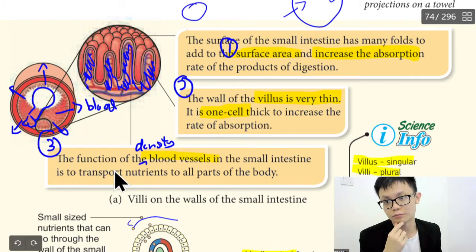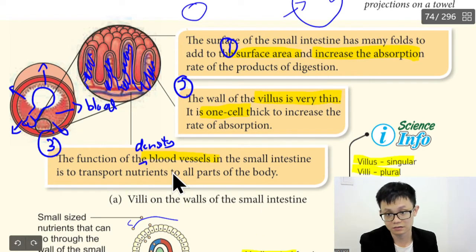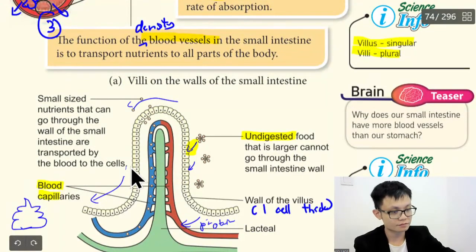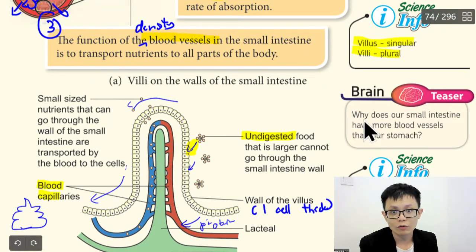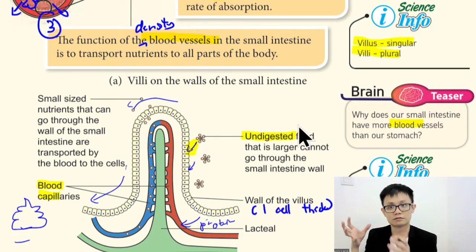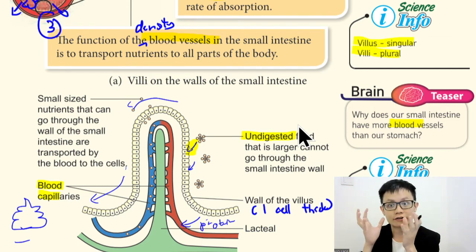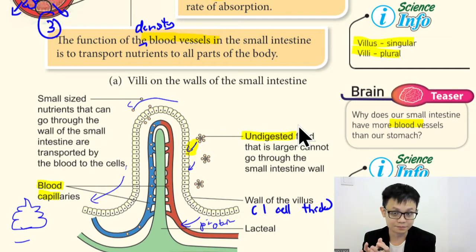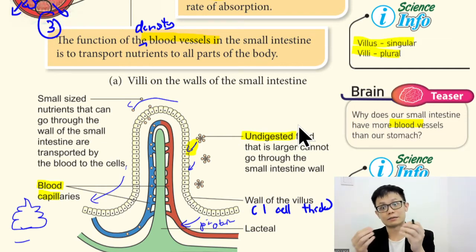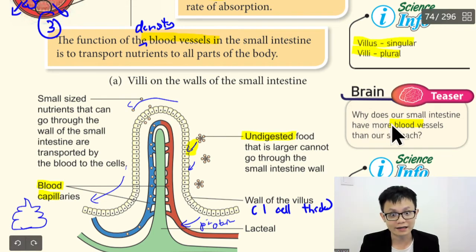I don't know why they don't put the density, just the function of the blood vessel. But a lot of blood. So we can see here, why does our small intestine have more blood vessels than our stomach? Anyone? The function of the stomach is not absorption. The function of the stomach is to store, and the stomach has hydrochloric acid to kill microorganisms. The function of the intestine is to absorb. So obviously the question asks why our small intestine has more blood vessels, and we need to put it in words.